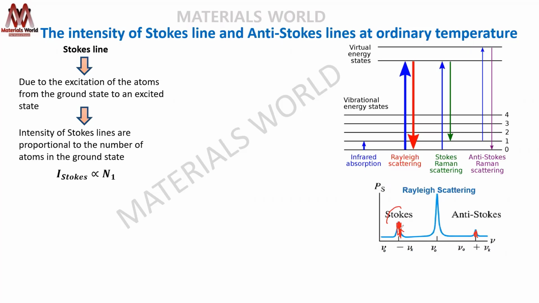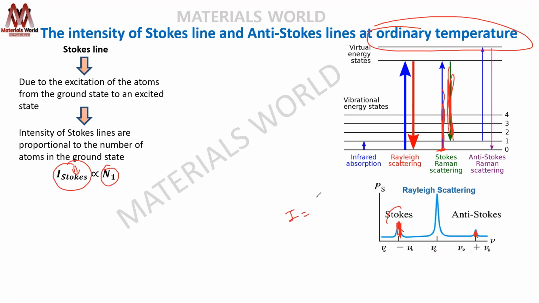Why? The reason is normally in our molecule, at ordinary temperature, most of the molecules are at ground state. If the number of molecules at ground state is very high, then because that Stokes line is created because of atoms exciting from ground state, not the excited state. So more the atoms at ground state, more will be this kind of transition. So more will be photons. More photons means more intensity.